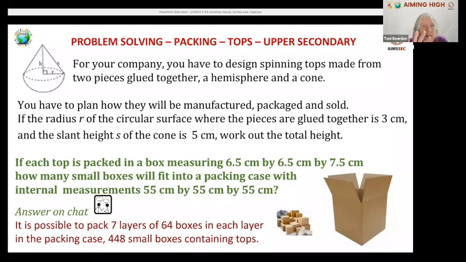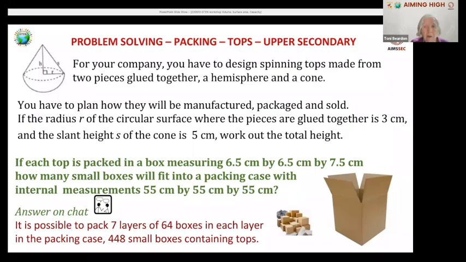So we've gone through that fairly quickly, but there's one that you could get your learners to explore in working groups and work out what the answers would be there. 7 layers with 64 in each layer. Now there's more to this problem.